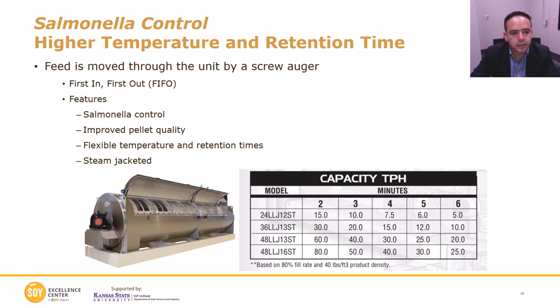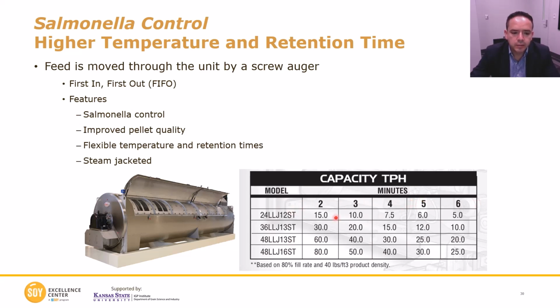Some of the features of this equipment are that they can help to increase salmonella control. They can help to improve pellet quality because there is going to be a higher retention time. Also, you have flexible temperatures and retention times, and also these are steam jackets. That means that you cannot add direct heat, but you can add some indirect heat. And the idea of the jackets is to make sure that you are not losing any temperature in the unit.